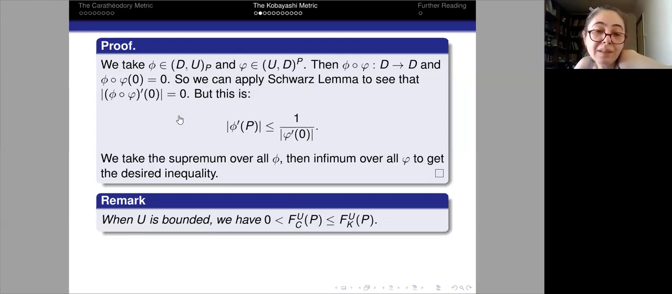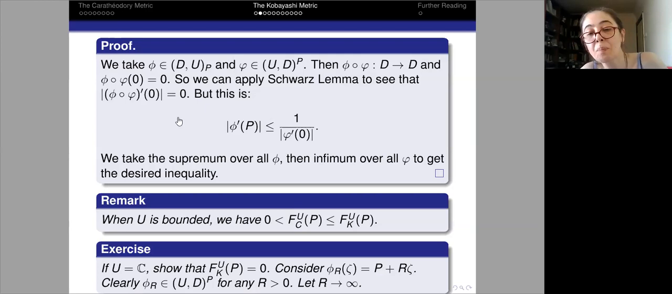So when U is bounded, we always have the Carathéodory metric at the point p greater than zero. And we just said that the Kobayashi metric at the point p is greater than or equal to the Carathéodory metric at that point. So when U is bounded, the Kobayashi metric is strictly greater than zero. Now, what happens when U is unbounded? When U is unbounded, it can happen that the Kobayashi metric is equal to zero for some points, but we won't go into the details of those.